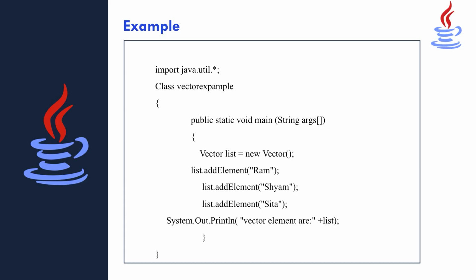The list.addElement("Ram"). Here we use different methods to add elements at the end of the vector. Here Ram is a value. We define Ram in double quotes, which is a string. As we know, a string is also an object in Java. Similarly, we can add other elements, Shyam and Sita. Finally, we are going to print the list, and the output of the program is Ram, Shyam and Sita.